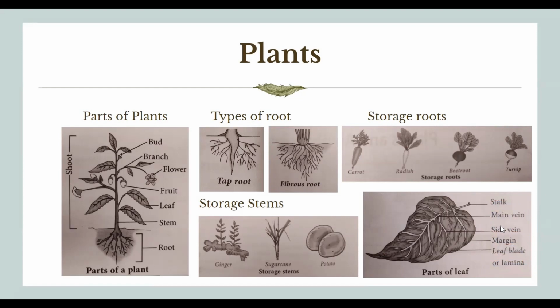Because the leaf helps the plant to make the food, it is called the food factory of the plant, or the kitchen of the plant. Now a leaf has many parts. What is a lamina? The flat part of it. The flat and broad part of the leaf is called the leaf blade or lamina.